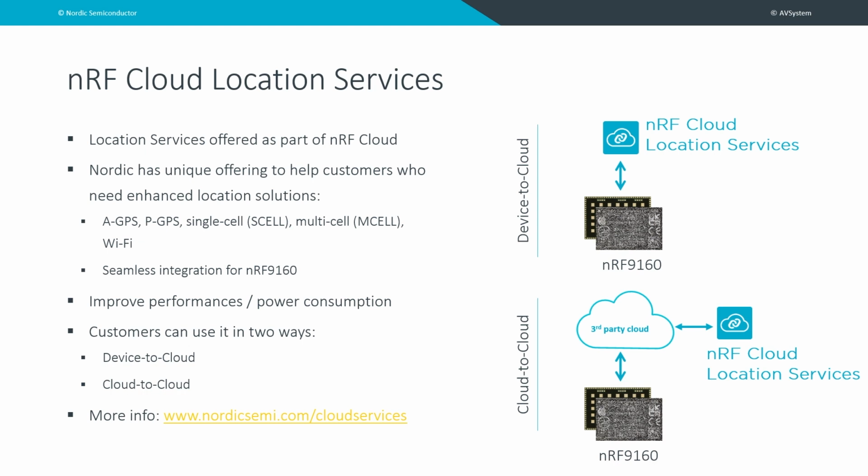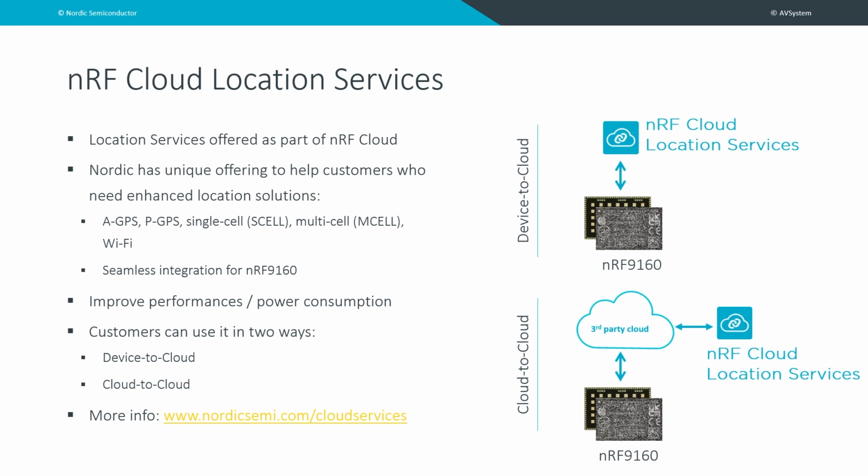On the cell-based side, we also have single cell and multi-cell. This uses less power than GPS, but the trade-off is lower accuracy. So for single cell, up to 1,000 meters accuracy, for multi-cell, up to 300 meters. And we also have Wi-Fi location services. And again, seamless integration with the nRF9160. The main idea is getting very accurate and power efficient ways of getting location data.